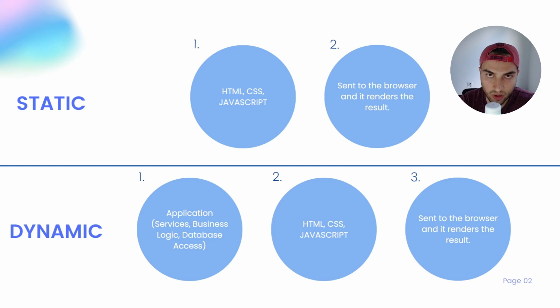So basically, these kinds of websites have a database that you can see in here. Also, they have an application running, which can be, for example, in this case, a .NET Core application. We can have a Node.js application. We can have a Golang application, all right? That is going to fetch some data from the database. And also it has some business logic. And with all these factors, it is going to build in the server the HTML, the CSS, and the JavaScript required and send them to the browser.